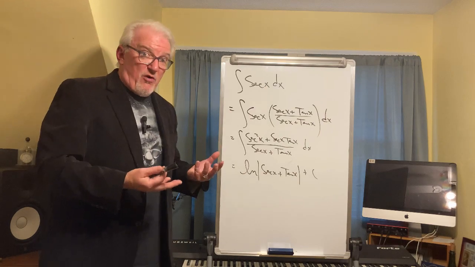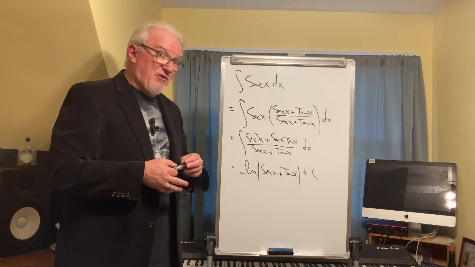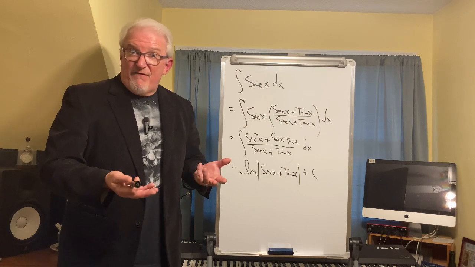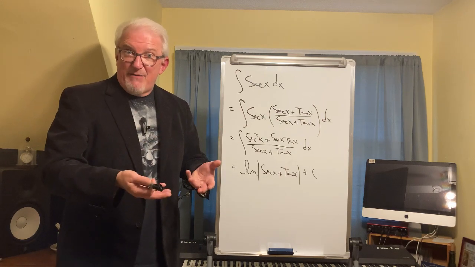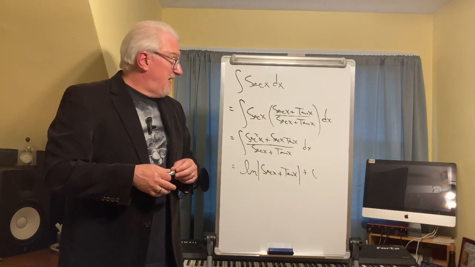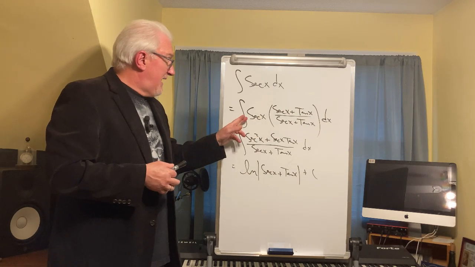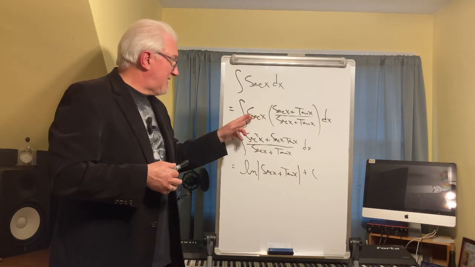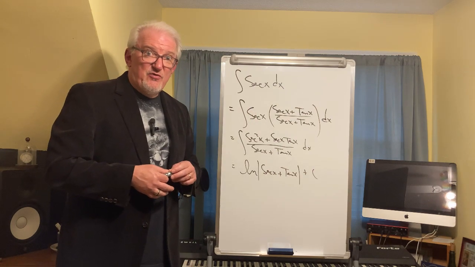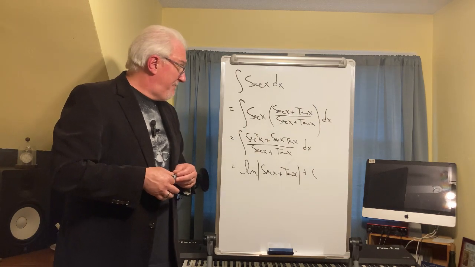Well, the form of 1 that we're going to use to multiply secant of x by is a very clever choice. We're going to take secant of x plus tangent of x, and we're going to divide it by itself. Of course, dividing something by itself gives us 1. And so secant of x times this new factor is equivalent to our original secant of x. And whenever we multiply out, we get secant squared x plus secant x tangent of x as our new numerator. And of course, the denominator remains at secant of x plus tangent of x.